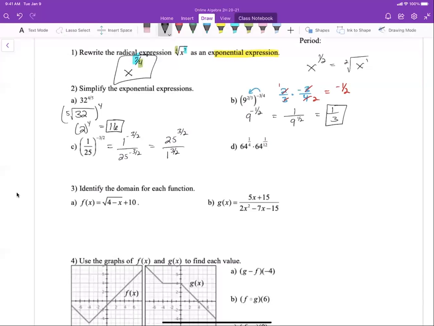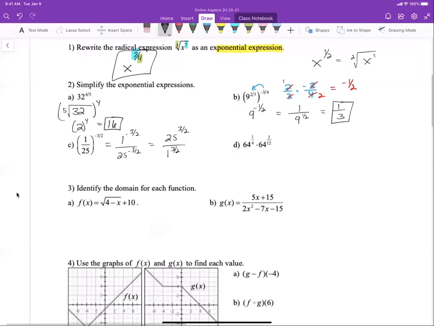So I could have just essentially taken this expression and said 25 to the positive 3/2. And so I have to take the square root of 25 first because it makes my life easier, then cube it, which is 5 cubed. 5 times 5 is 25 times 5 is 125. Okay.